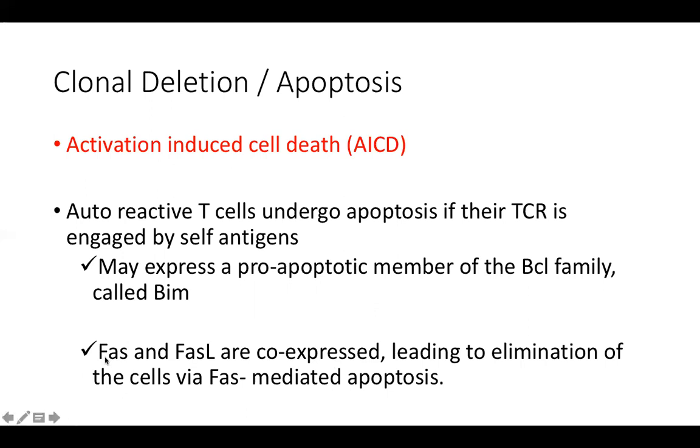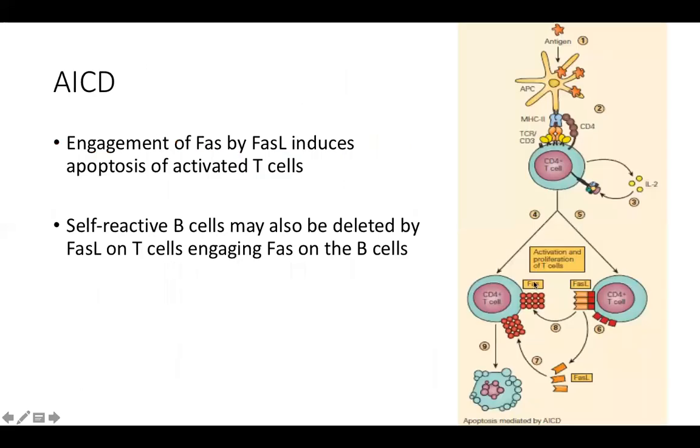So FAS is one such receptor. If the FAS ligand comes and sits on that FAS receptor, the apoptotic pathway will be activated. Now, if an autoreactive T cell ultimately engages the self antigen and tries to do anything, the FAS ligand also starts getting co-expressed. So we'll see in the diagram picture.